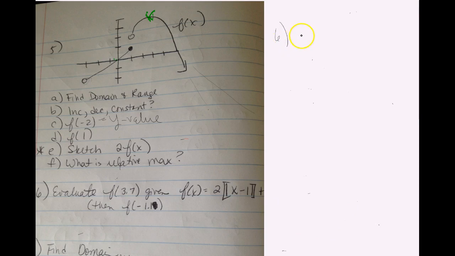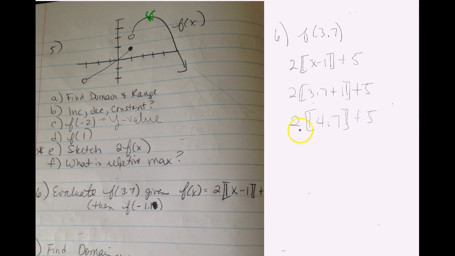Number 6, I'm supposed to find f of 3.7 given whatever it gave me, and it was 2 greatest integer of x minus 1 and then plus something. Do y'all know what that something is? Because I don't. Let me look at my paper. It looks like it was a 5. So pretty much you just plug that in, just like we normally do. 3.7 plus 1 plus 5. And then just what is, 3.7 plus 1 is 4.7, right?